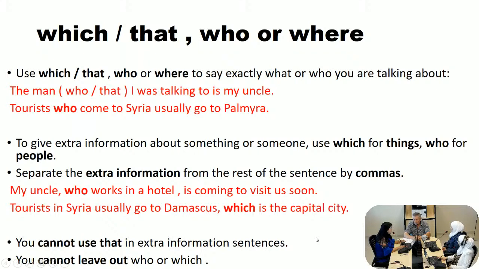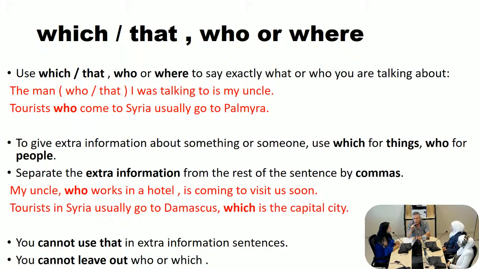Here we have to separate the extra information from the rest of the sentence by using commas. Like: my uncle, who works in a hotel, is coming to visit us soon. So I understand my uncle is coming to visit us soon. Just to be clear, we have something extra in the first or the second line.